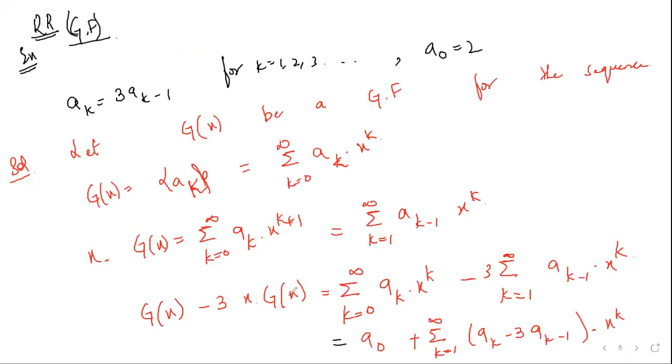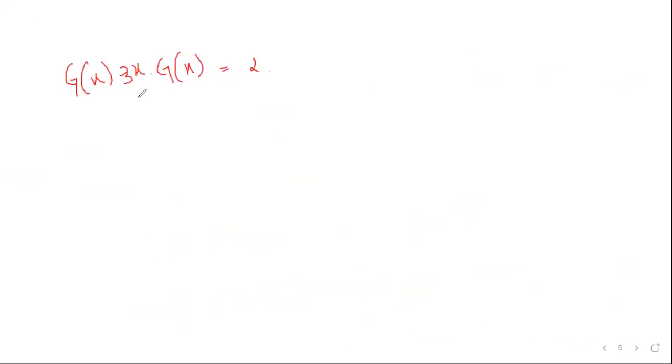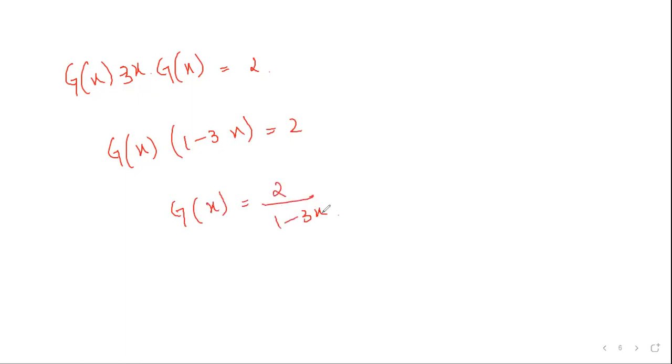So finally we will be writing over here g of x minus 3x into g of x is equal to 2. Now if I take g of x as common, I will have g of x into 1 minus 3x is equal to 2. What is the generating function given as? 2 by 1 minus 3x.